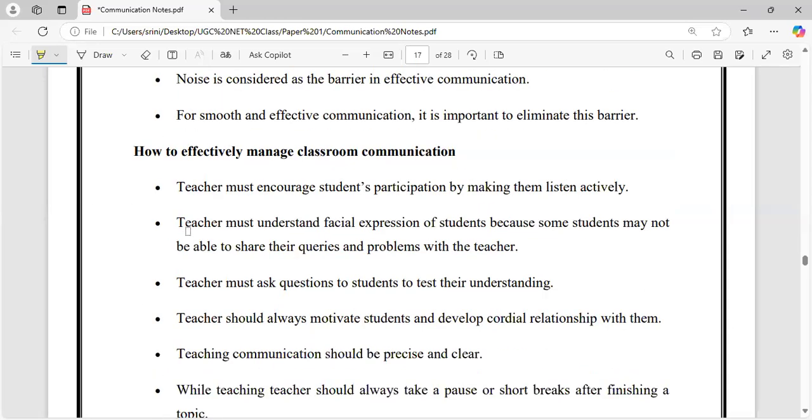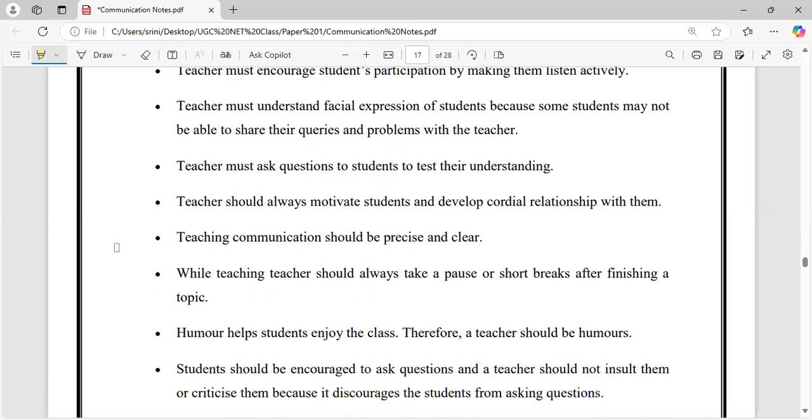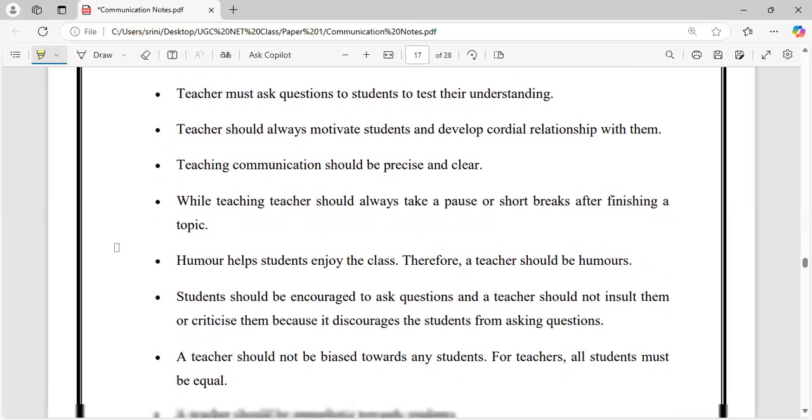How effectively does a teacher have to manage classroom communication? Teacher must encourage students' participation by making them listen actively. Teacher must understand facial expressions of students because some students may not be able to share their queries and problems with the teacher. Teacher must ask questions to the students to test their understanding. Teacher should always motivate students and develop a cordial relationship with them. Teacher communication should be precise and clear. Teachers should always take a pause or short break after finishing the topic.